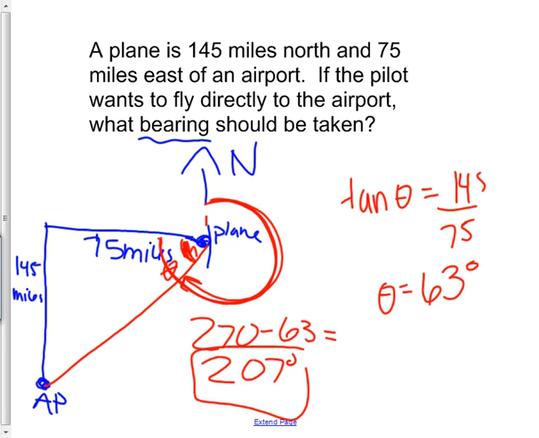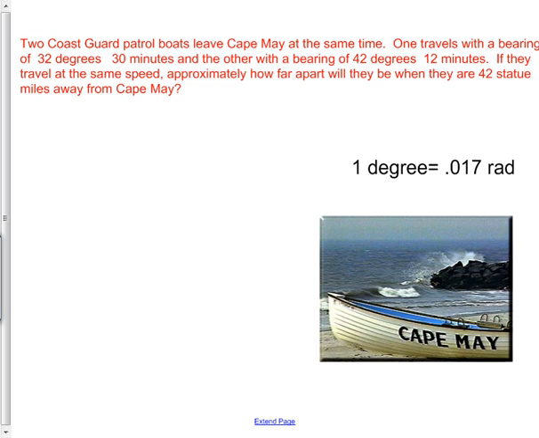The last one. This would be an R3 one. So, before I start, I'm just going to draw my north because I think it's so important. The 2 Coast Guard patrol boats leave Cape May at the same time. One travels with a bearing of 32 degrees, 30 minutes, and the other with a bearing of 42 degrees, 12 minutes. So, before I even move on, I'm going to convert these just into degrees.